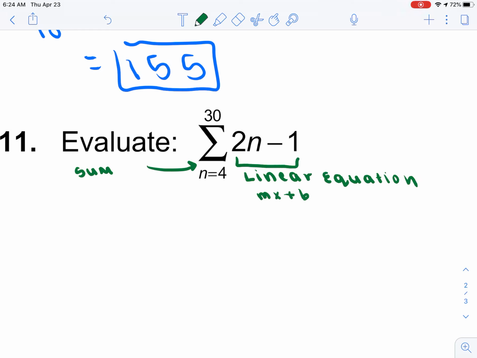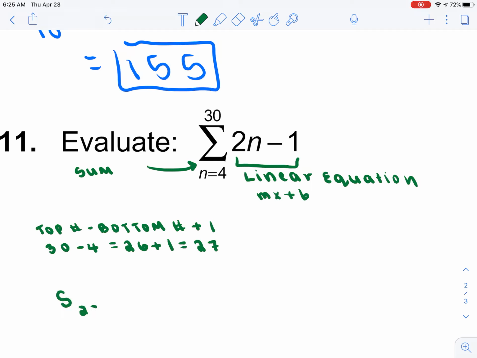But here's the issue. First thing I need to know is the number of terms. Now, be careful. A lot of people take the 30 and they subtract the 4 and they say, oh, this is just 26 terms. But you actually have to take the top number minus the bottom number and then add 1 to that. And I'll show you why in just a minute. If I do the top number minus the bottom number plus 1, that's 30 minus 4, that's 26 plus 1. This is actually 27 terms. So we're going to be finding the sum of 27 terms.